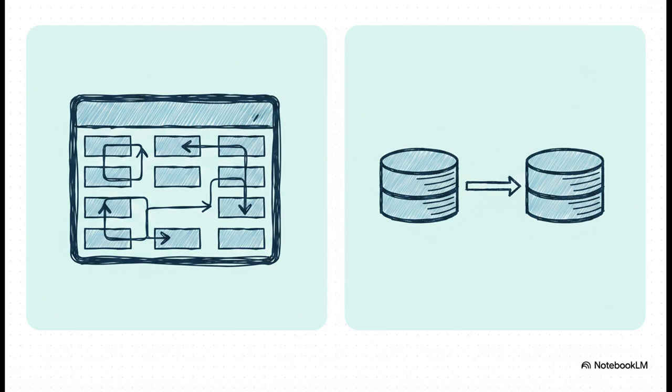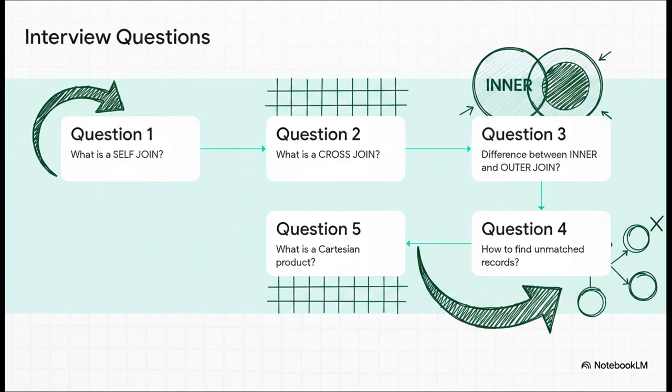A self-join works on a single table. It's looking inward, right? Finding hierarchies. A normal join connects two different tables to find relationships between them. That's it. You should 100% be ready for these questions. These are like the greatest hits of any SQL interview. So make sure you can clearly define a self-join, explain what a cross-join and a Cartesian product are, nail the difference between inner and outer joins, and of course, describe that anti-join pattern for finding unmatched records.